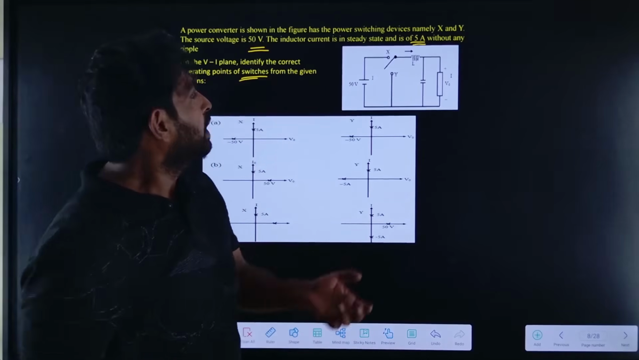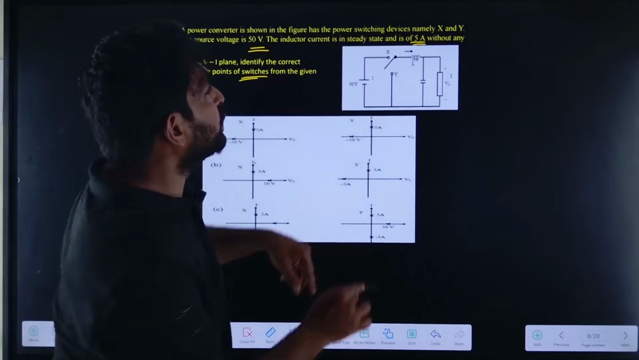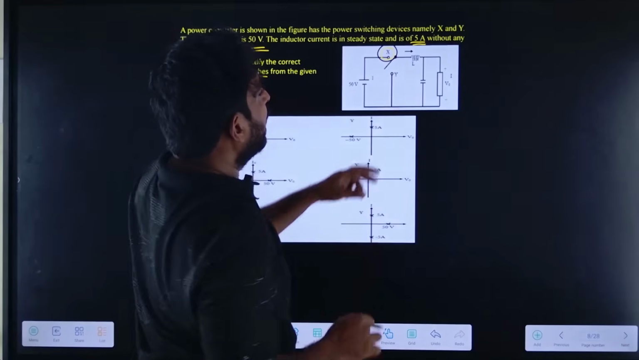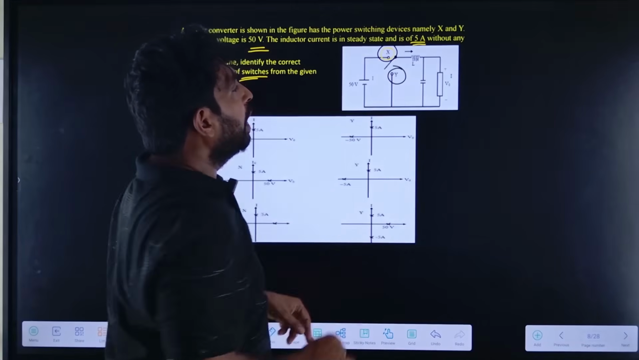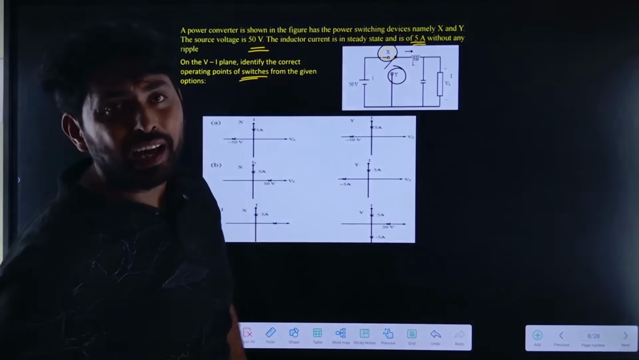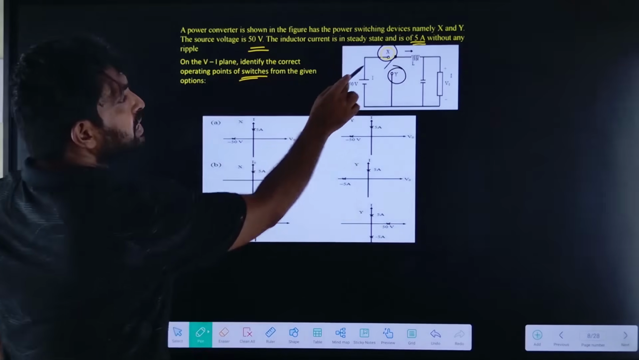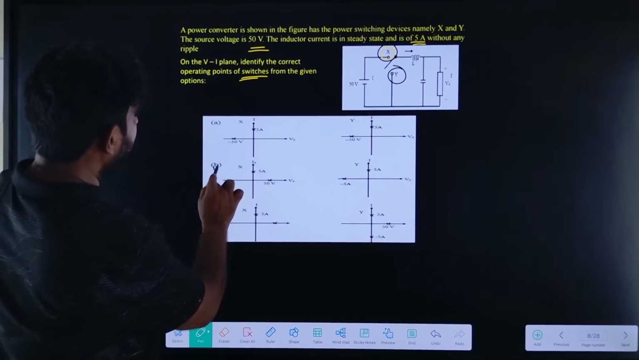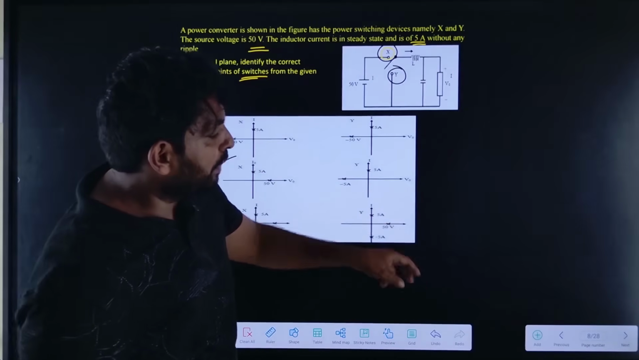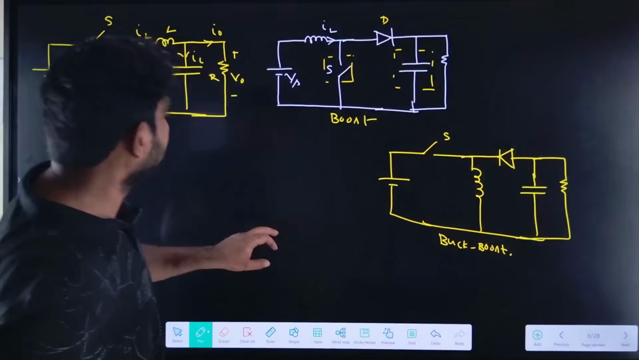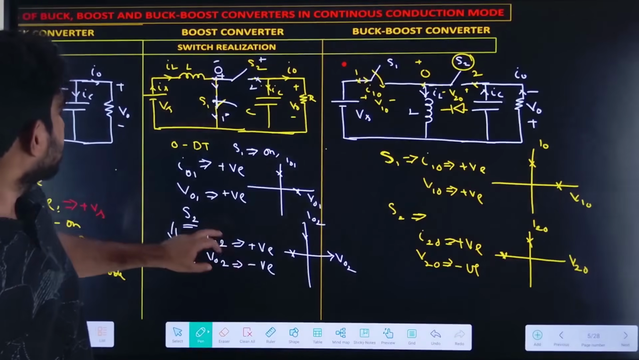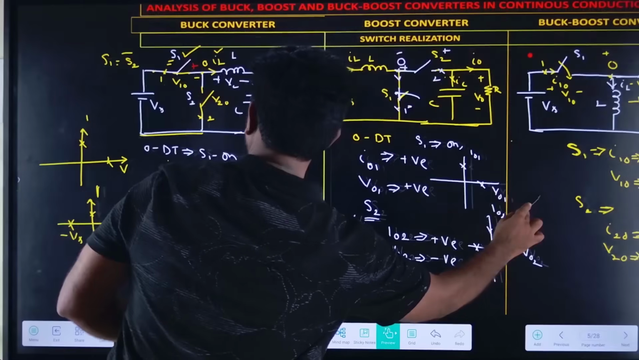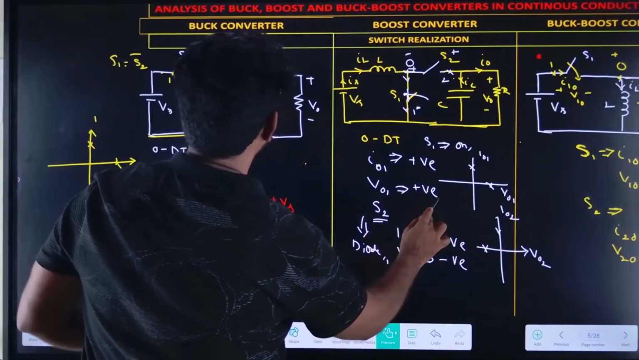How the VI plane of the switches? Already we have derived. The X switch is S1, and the Y switch is S2, right? How will the X switch be? Voltage and current both are positive. And the Y switch, that is switch S2, in case of buck converter, let us see.